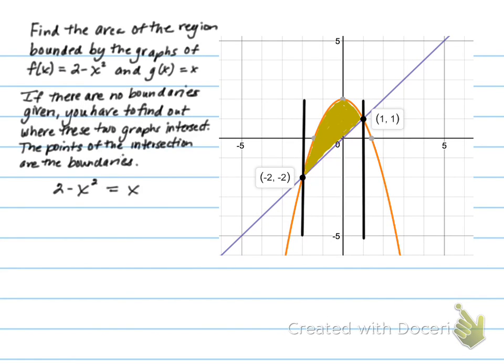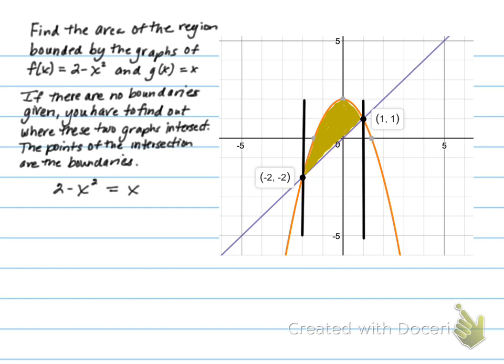All right, so the next example says find the area of the region bounded by the graphs of f of x is equal to 2 minus x squared and g of x is equal to x. We are not given any boundaries in this problem, so we're going to have to set the two equations equal to each other and find the points of intersection.